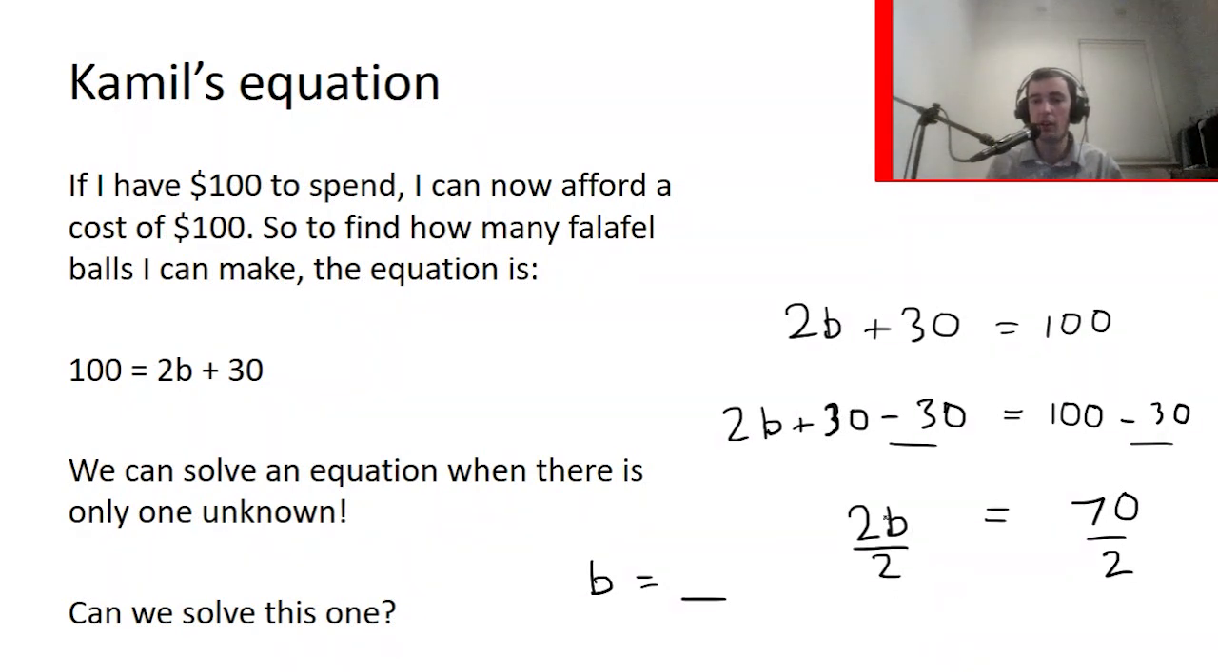Okay. So finally, now when you divide, 2 divided by 2 is just 1. So that means these two really just cancel out. This is like when you've got fractions and you've got a common factor on the top and the bottom. They just cancel out. So now I have b equals 70 divided by 2 is 35.